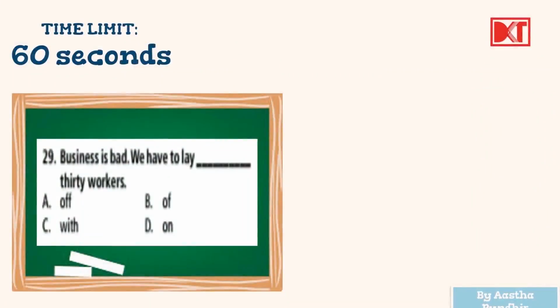Business is bad, we have to lay dash 30 workers. Lay off, lay with, or lay on. Okay, here the correct answer is: we have to lay off 30 workers.